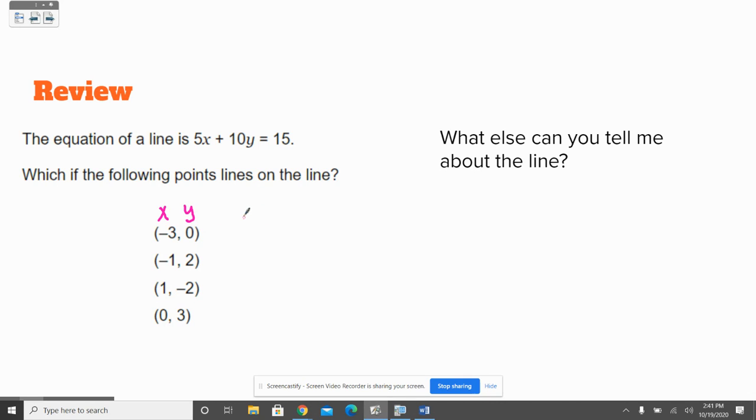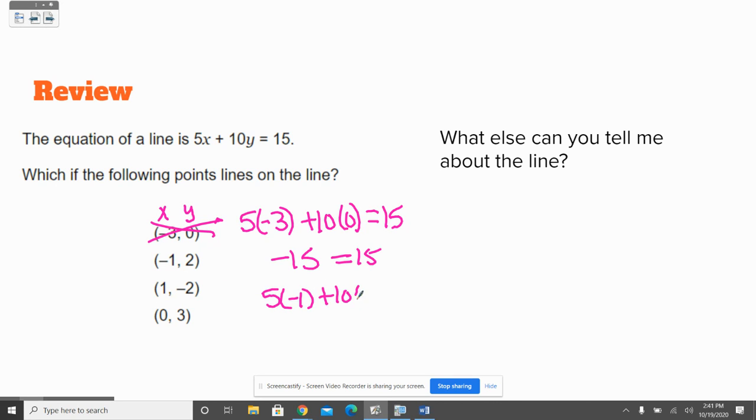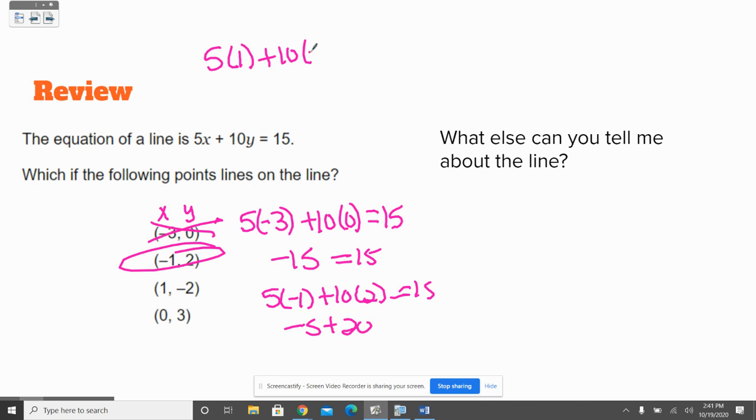So if I plug in -3 for x, so 5 times -3 plus 10 times 0, does that equal 15? Well, it's -15. So no, -15 does not equal 15. This is not on the line. How about -1, 2? 5 times -1 plus 10 times 2, does that equal 15? You have a -5 and a 20. That gives you 15. This guy is on the line. How about 1, -2? Well, that'd be 5 times 1 plus 10 times -2. 5 minus 20, that would be -15. Nope, not on the line.